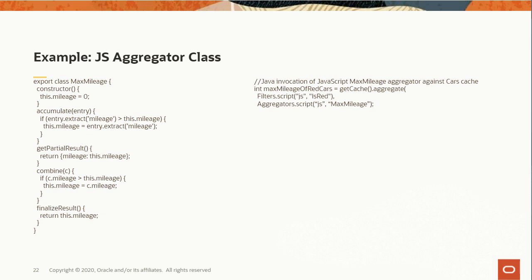So we are targeting the entry aggregator against all the red cars, and we're asking for the aggregator named max mileage that's written in JavaScript. So the result of this will be which red car in our cache has the highest mileage. So, showing a JavaScript entry aggregator implementation being invoked from Java.